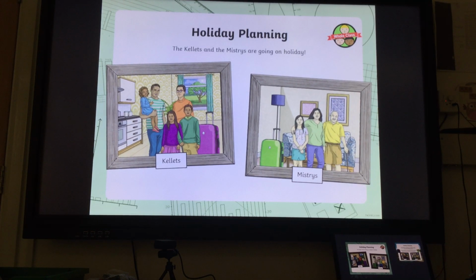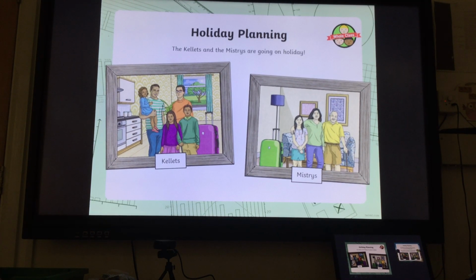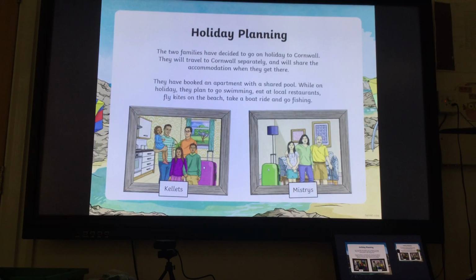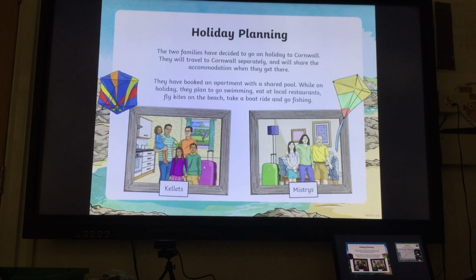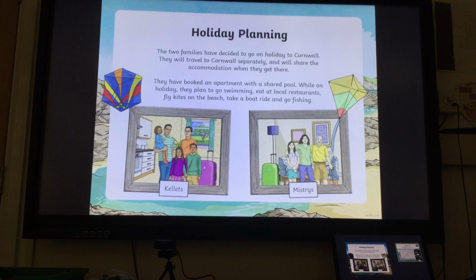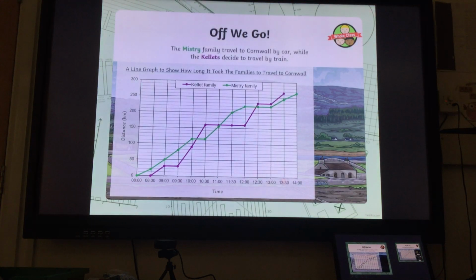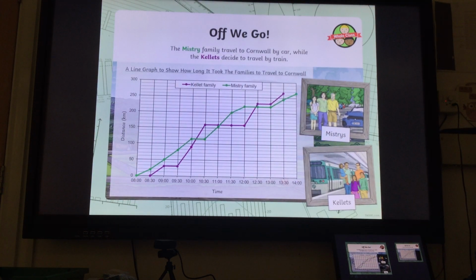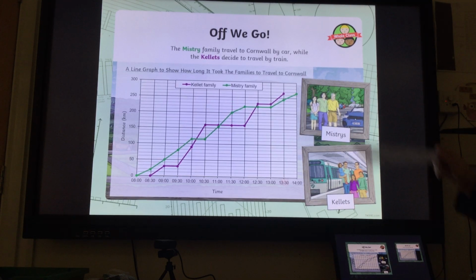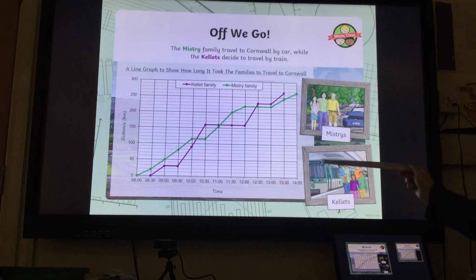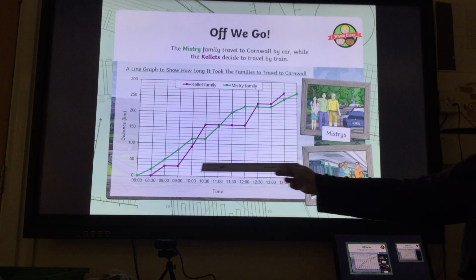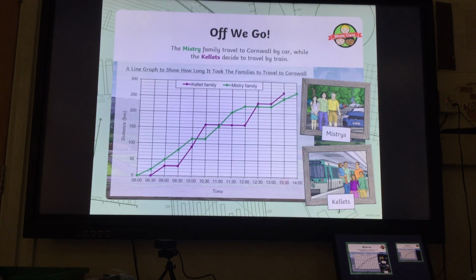So our next problem is the Kellets and the Mysteries are going on a holiday. They decided to go to Cornwall and they're going to travel to Cornwall separately. They booked an apartment with a shared pool. And on holiday, they plan to go swimming, eat at restaurants, fly kites on the beach, take a boat ride and go fishing. So the Mystery family travel to Cornwall by car. And the Kellets here, they decide to go by train. And you can see we've got a graph of how they get there.